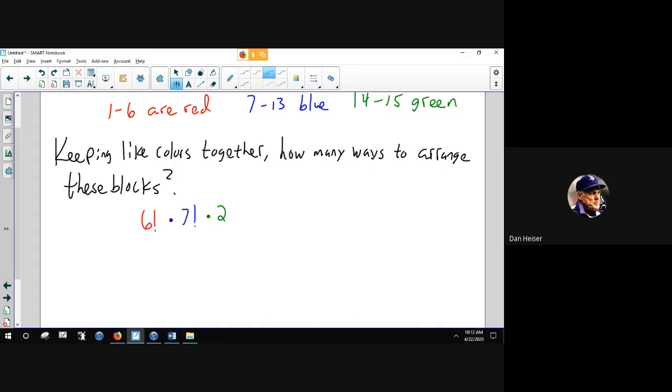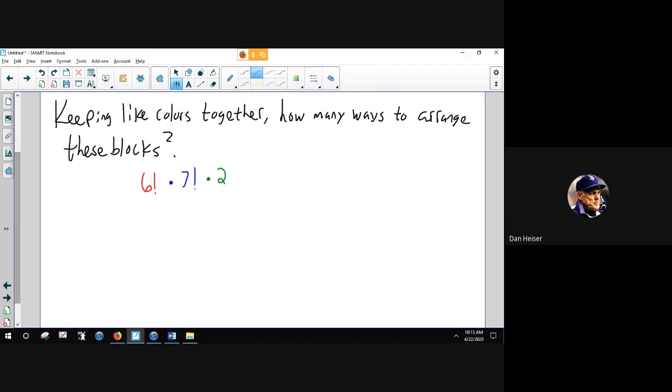That is not the entire solution. This is assuming a specific order: red, blue, green. Who says red has to be first? What we have essentially is this. Here are our red blocks, here are the blue blocks, and here are the green blocks.